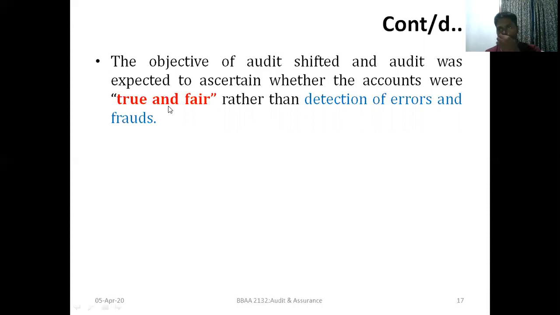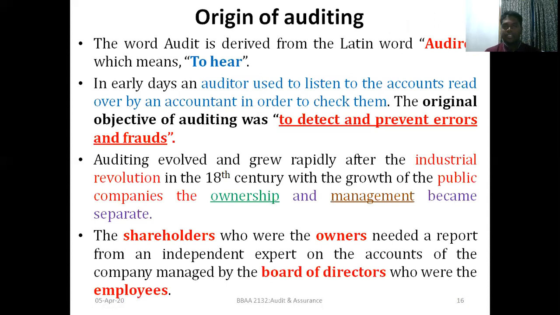Please keep this in mind. It's a very important point from the exam point of view. So the objective of audit shifted, and the audit was expected to ascertain whether the accounts were true and fair rather than detection of errors and fraud. So here is the origin.